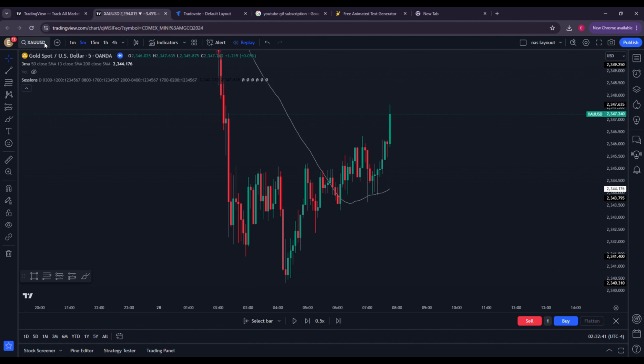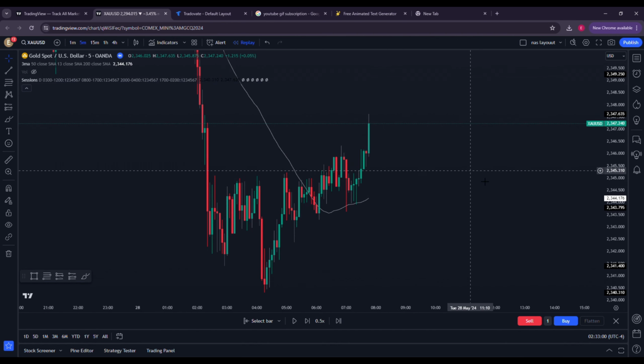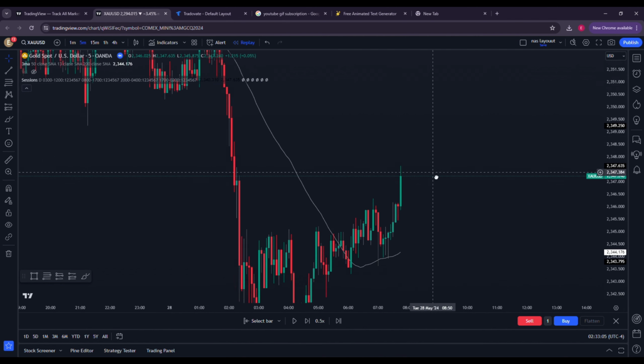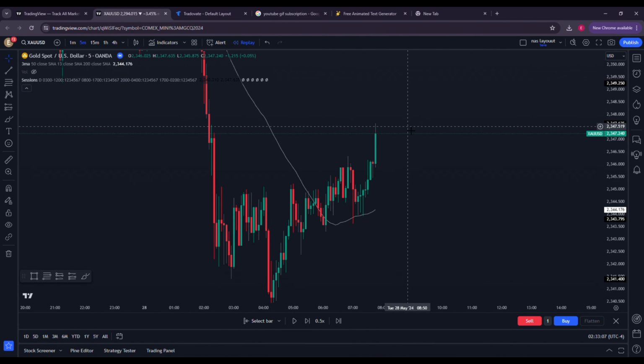So right here we have the chart of XAU USD, which is gold versus US dollar. I had to go back to the Oanda chart because for some reason the candle over here at the demand zone was turning green, and I have no reason for that, so I had to go back to the forex chart instead of the futures chart. So if you know, you know. Either way, let's jump right into the trade.